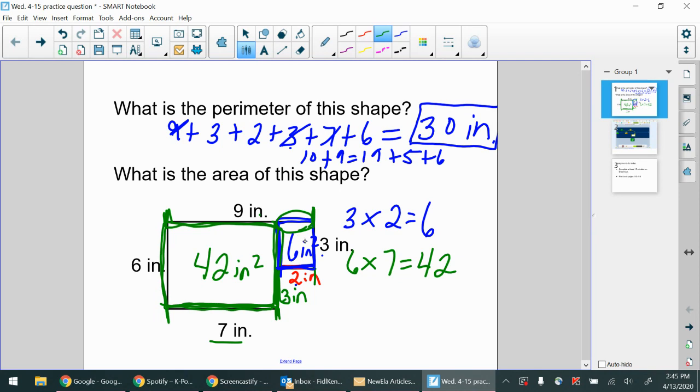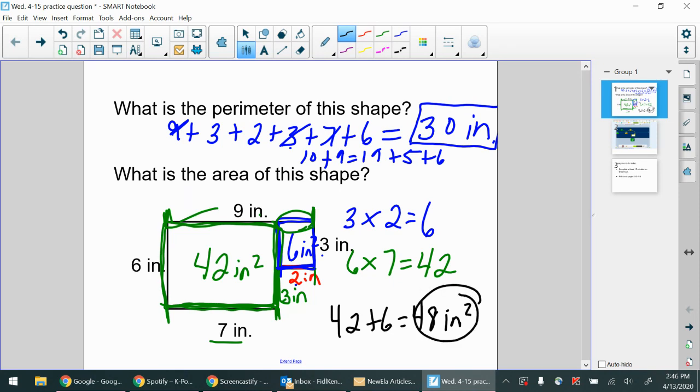Now I need to add my two little areas together to figure out what the whole figure is. So I'm going to do 42 plus 6. And I know that 42 plus 6 is 48 inches squared.